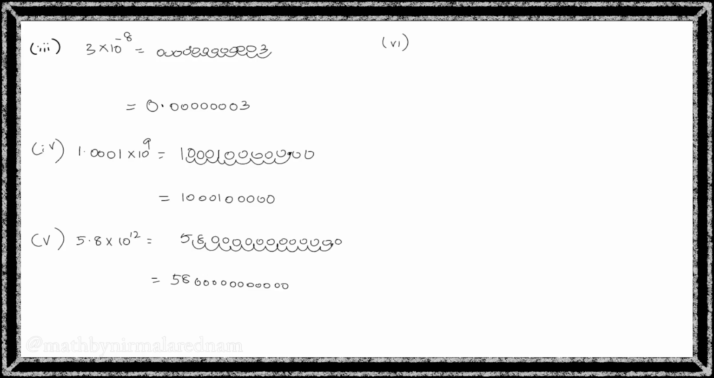Next bit. 3.61492 into 10 to the power of 6. Okay. Let us see. From here, 6 places. 1, 2, 3, 4, 5, 6. So it is 3614920. That is your answer.